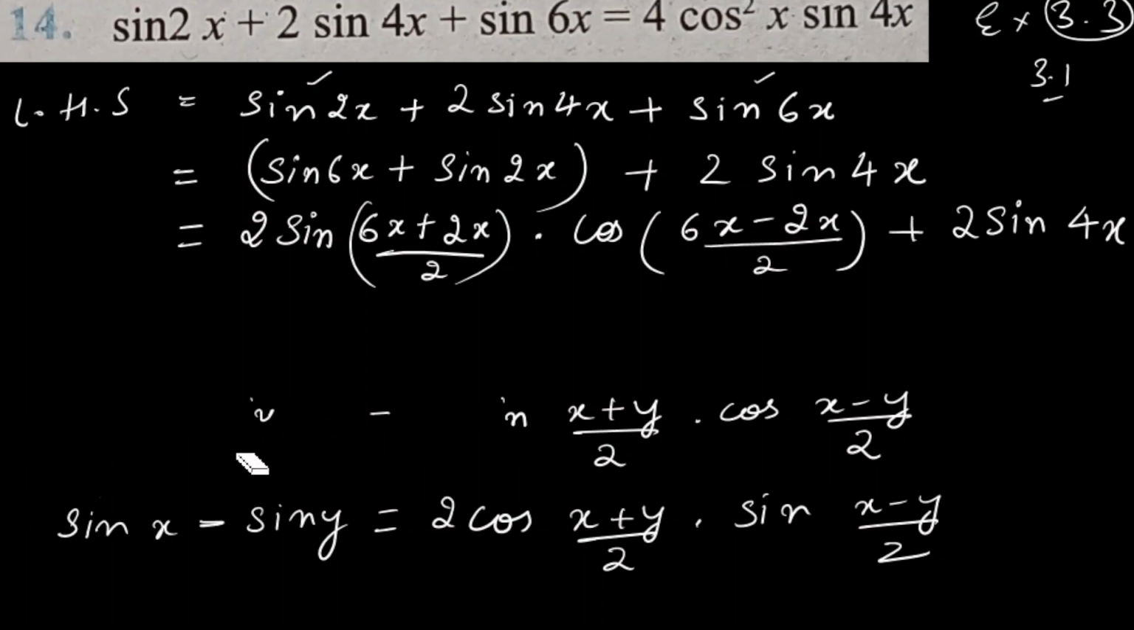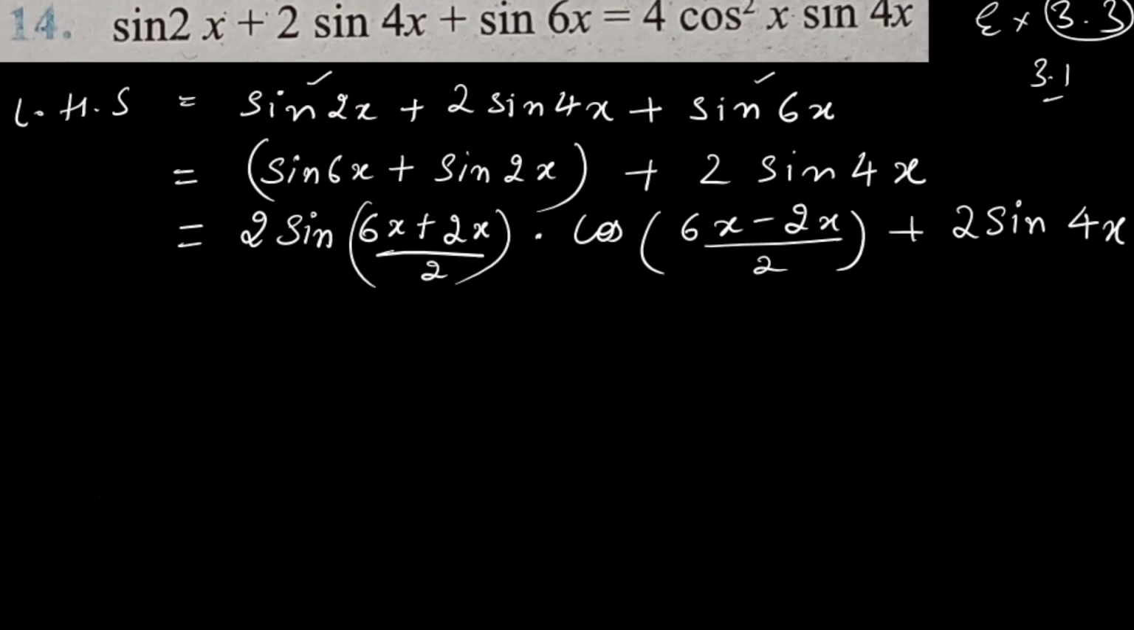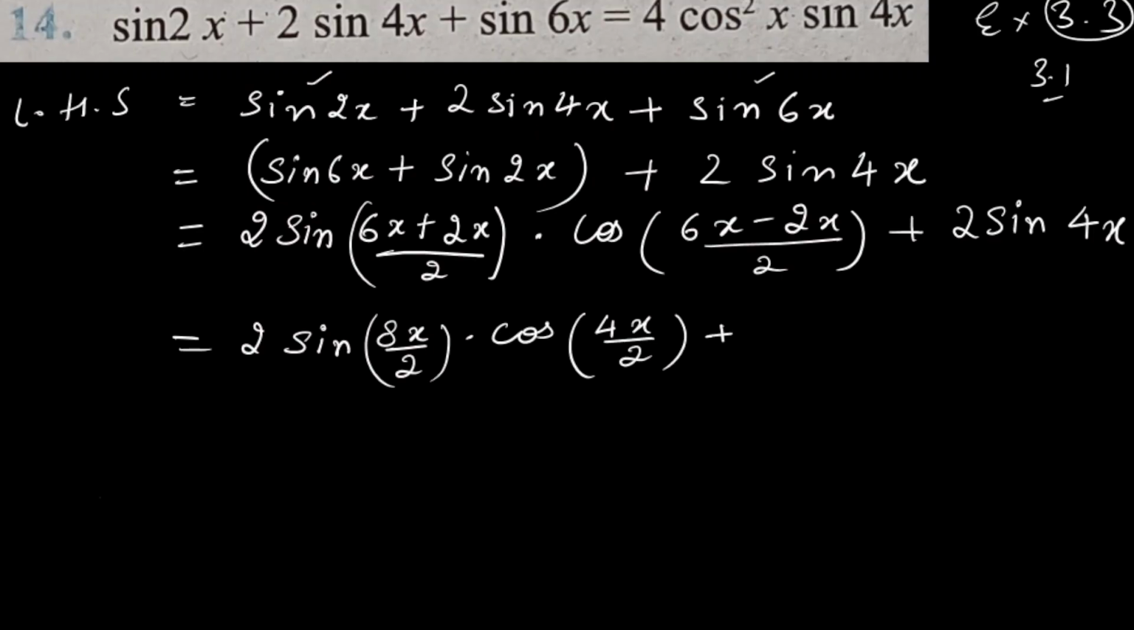Now let us simplify this. We can add. So 6x plus 2x is equal to 8x. So you don't do cancellation here. This 2 and this 2 won't get cancelled because this 2 inside the bracket is with the angle and this 2 is outside. So we can't cancel. So 2 sine, 6x plus 2x, like terms we can add, 8x by 2, into cos, 6 minus 2 is 4, so 4x by 2, plus 2 sine 4x.